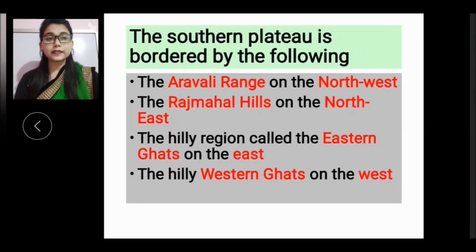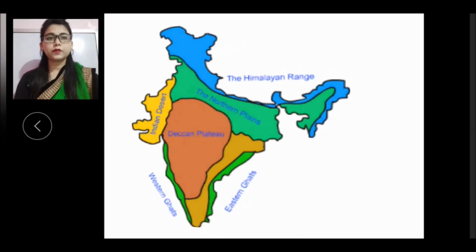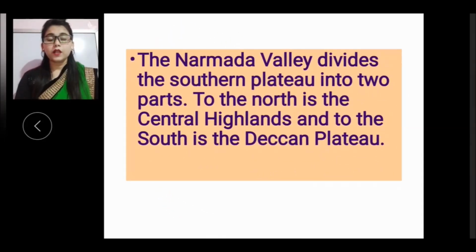Now let's see this in the map. Here you can see I have shown you how much part is covered with the plateau. You can see the Western Ghats also here and the Eastern Ghats also. Here to the south part of the Northern Plains, the Deccan Plateau comes. Okay, now let's move further and talk about some more.